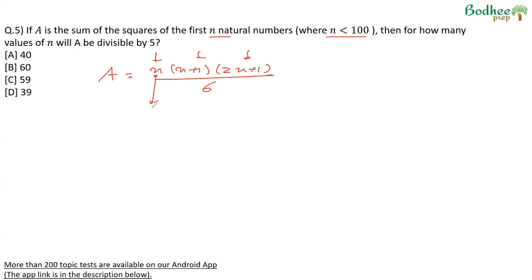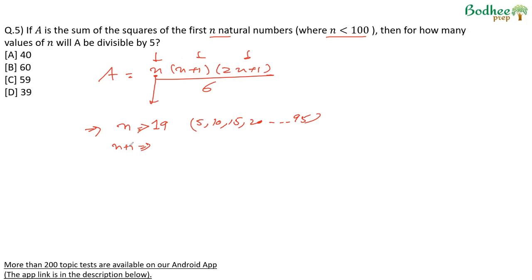Now, in how many cases can n be divisible by 5? If n is a multiple of 5 less than 100, 19 such multiples are possible, including 5, 10, 15, 20 up to 95. So 19 cases here. The second possibility is n plus 1 is a multiple of 5.